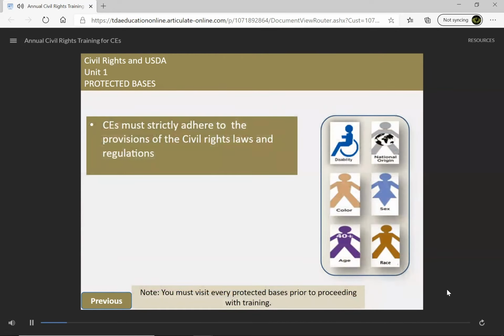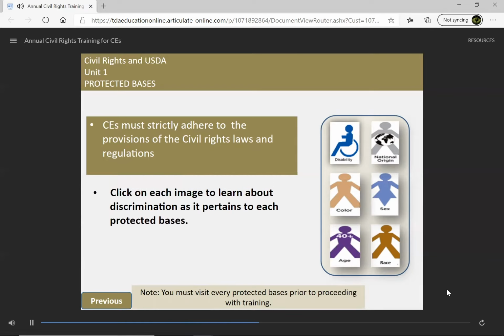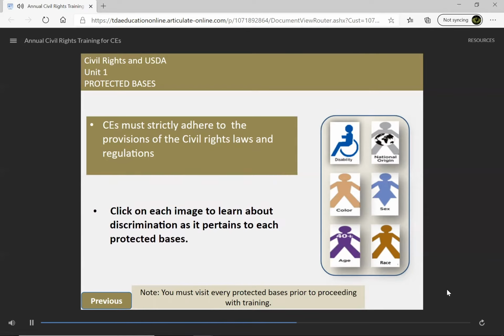CEs must strictly adhere to the provisions of the civil rights laws and regulations contained and described in their program handbook. This training is a general overview regarding civil rights within F&N programs. To learn more about discrimination as it pertains to each of the protected bases, click on the image for each protected class. You cannot proceed with the training until you have visited each protected class.